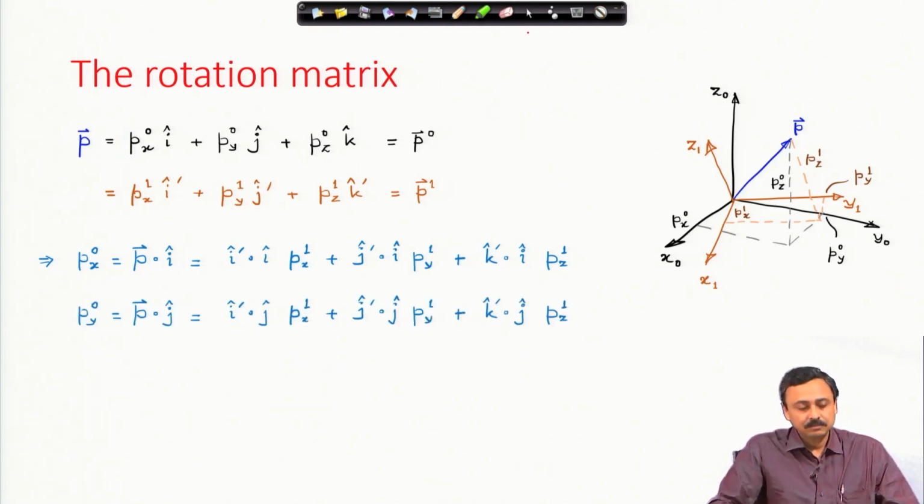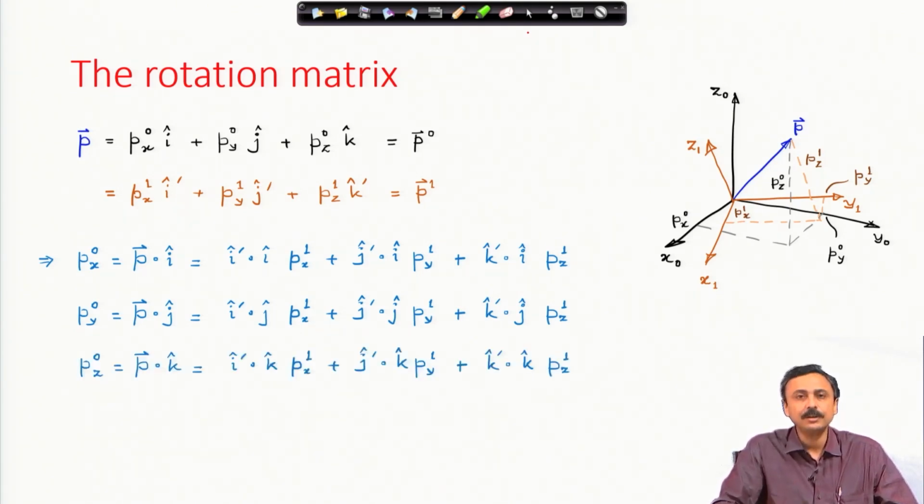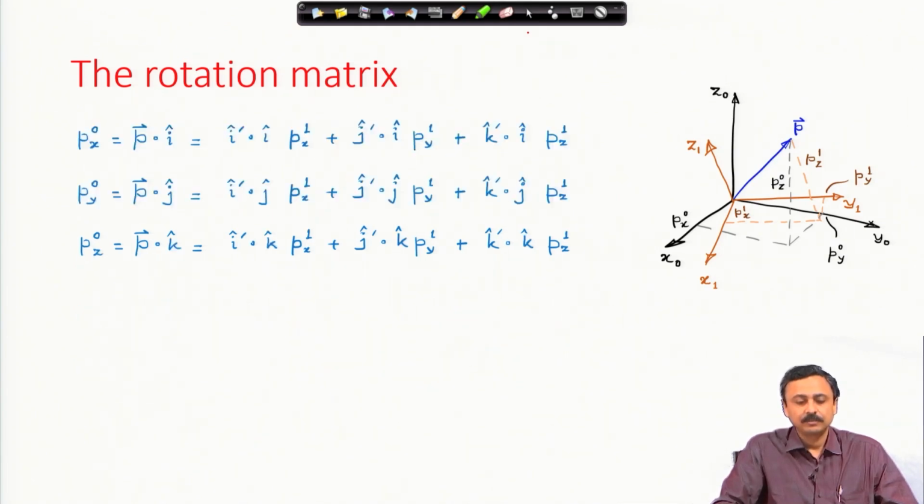Similarly, p y 0, I can take the dot product with j for both the black and the brown vector representations. I take the dot product with j. The left hand side I write for the black vector, and the right hand side I have taken the dot product with the brown vector and written. Similarly, p z 0. What do we have? We have these three relations, these three equalities.